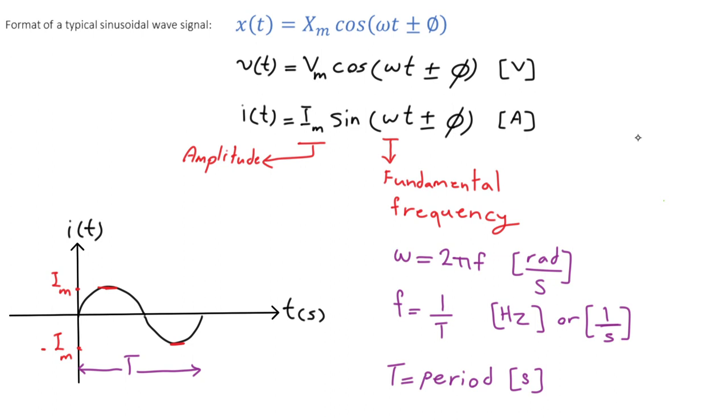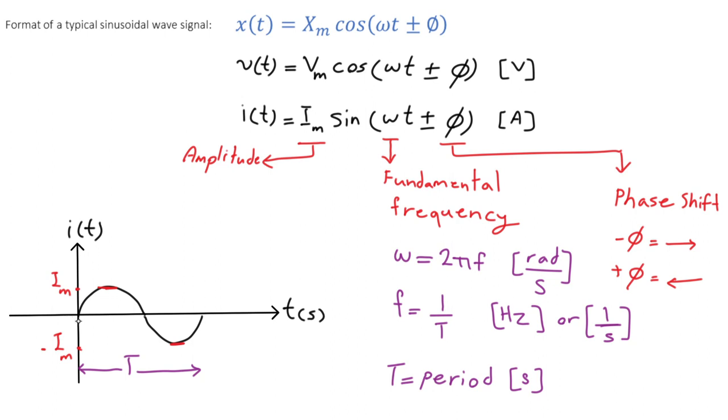Phi is the phase shift. It shifts the signal to the left or to the right. For a negative phi value, the signal would be shifted to the right. And for a positive phi value, the signal would be shifted to the left. For example, here phi is 0. And if we want to shift the signal to the right, then we would have a negative phi value. And the signal would be shifted to the right as this.